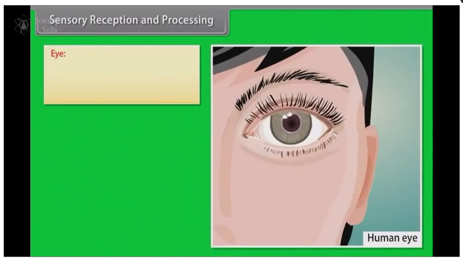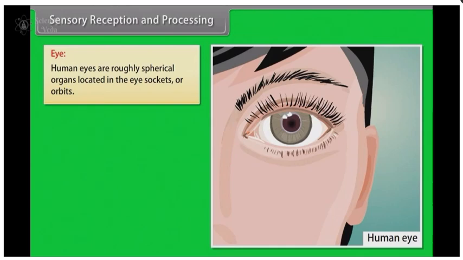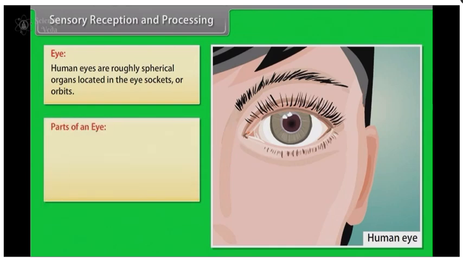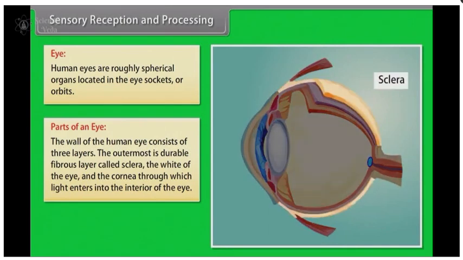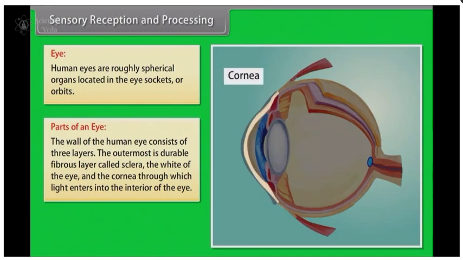Sensory reception and processing. Eye. Human eyes are roughly spherical organs located in the eye sockets or orbits. Parts of an eye. The wall of the human eye consists of 3 layers. The outermost is a durable fibrous layer called the sclera, the white of the eye, and the cornea, through which light enters into the interior of the eye.